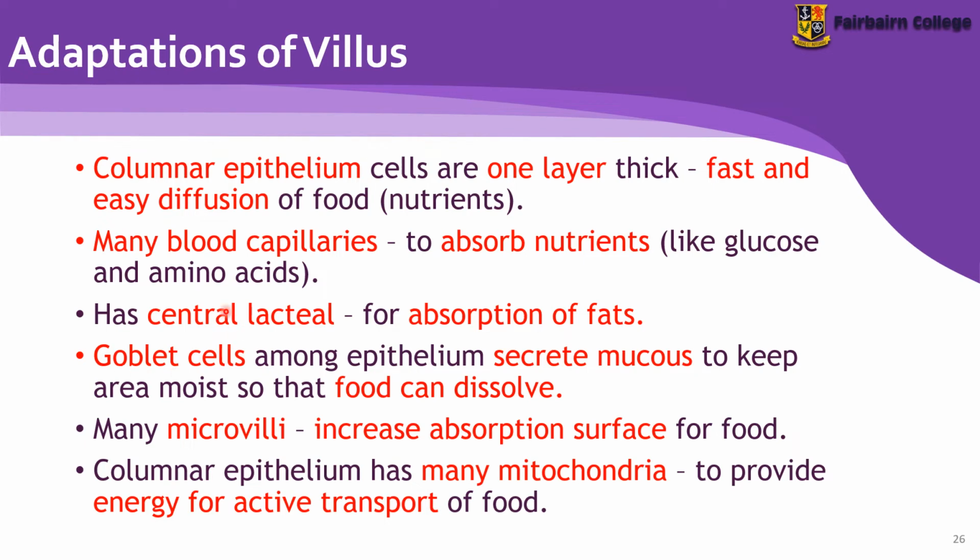We saw that the columnar epithelial cells have goblet cells amongst them to secrete mucus so that the nutrients can dissolve in a layer of mucus and be absorbed into the blood more efficiently. We saw that the columnar epithelial cells have microvilli to further increase the surface area for absorption. And something that we weren't able to see, but it is another adaptation of the villus, is the many mitochondria in the cells of the villus, which produce energy required for active transport of nutrients into the blood vessels of the villus.